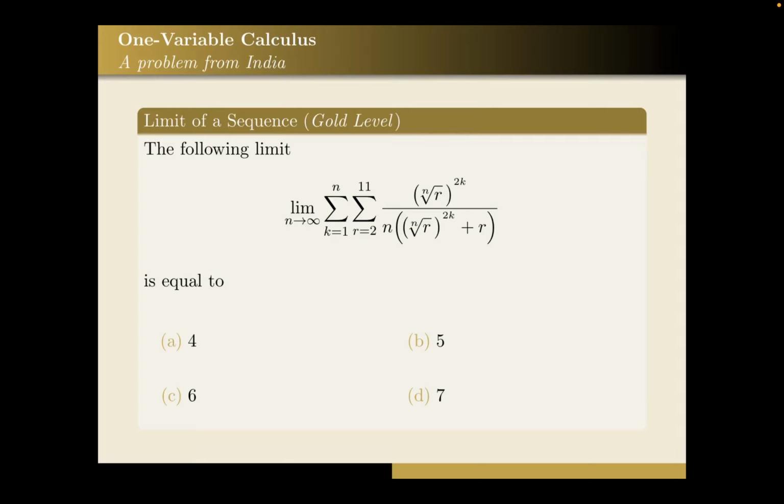Hello, in this video I'm going to solve the following gold level problem on the topic of limit of a sequence, one variable calculus. This is a problem from India. The following limit as n approaches infinity, sigma k goes from 1 to n, sigma r goes from 2 to 11, of the nth root of r to power 2k divided by n times the nth root of r to the power of 2k plus r is equal to.